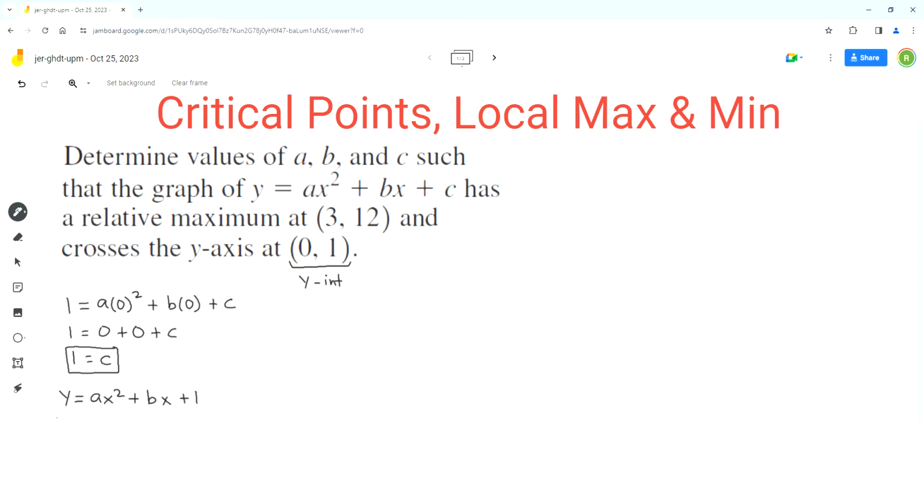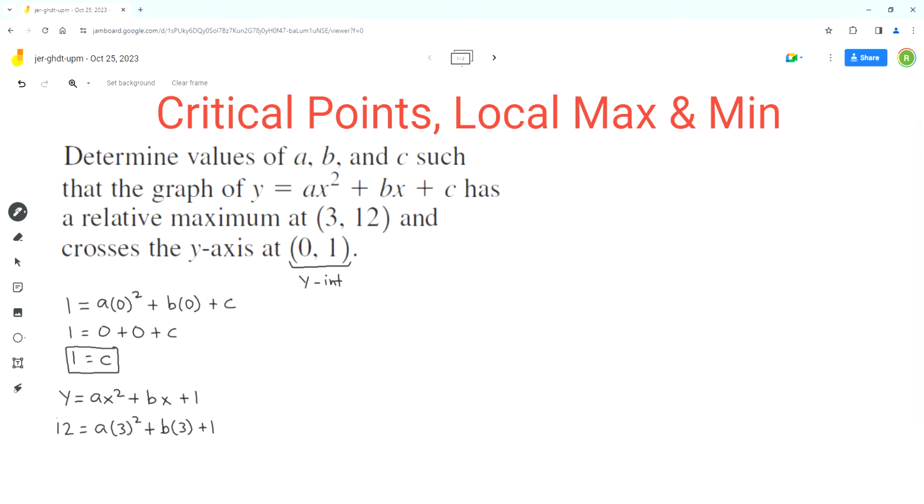Now we are also given that the function has a relative maximum at (3, 12). So this is another point that lies on this function because at this point the graph forms a peak, since it's a relative maximum. So we should sub in y as 12 and x as 3 in this equation. So we get 12 equals a times 3 squared plus b times 3 plus 1.